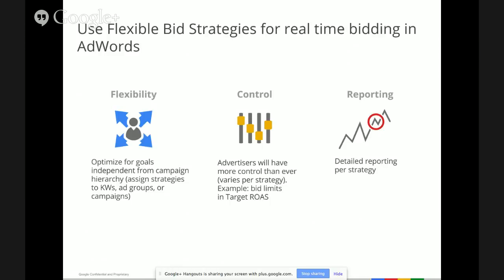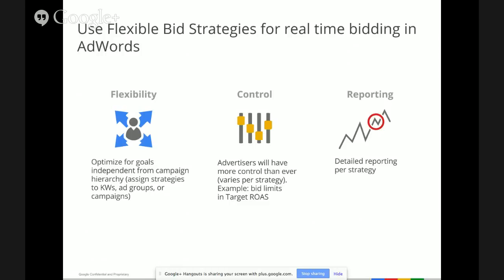Now, instead of setting your automated bidding options through the campaign settings, you now have access to them through the shared library. This means that you're no longer tied to setting one strategy per campaign, and automated bidding now gives you the real-time bidding algorithm with the ability to set it to different ad groups, different keywords, cross campaigns, all at the same time. So there are three pillars to this strategy: flexibility, control, and reporting.